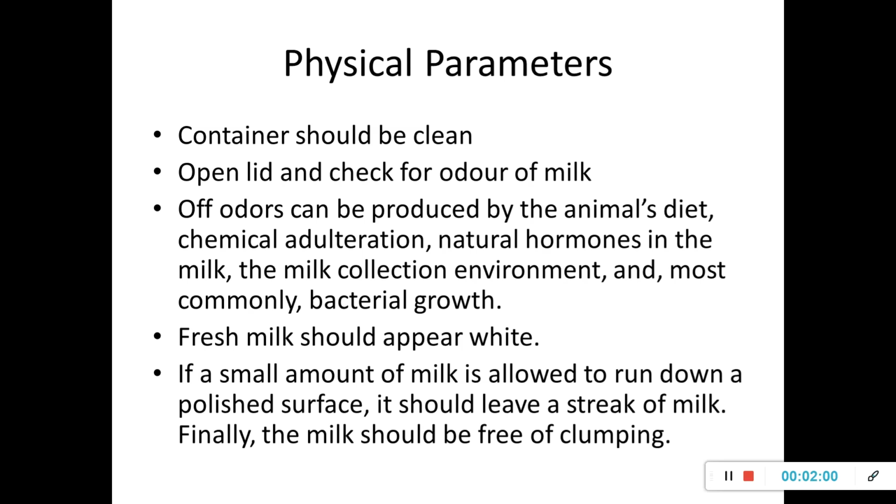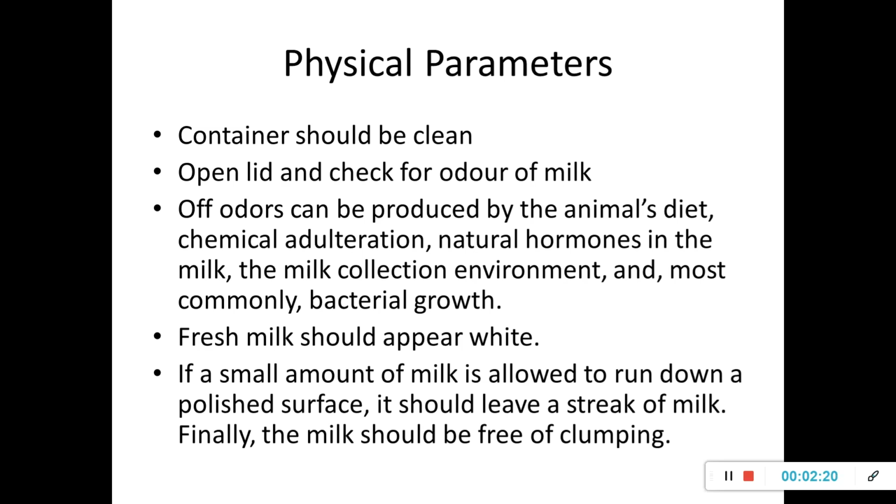Firstly, let me talk about the physical parameters of the milk. Milk, as we all know, is white in color. So any change in the color of the milk from white indicates that it is either adulterated, or that certain other spoilage-causing organisms have occurred in it.